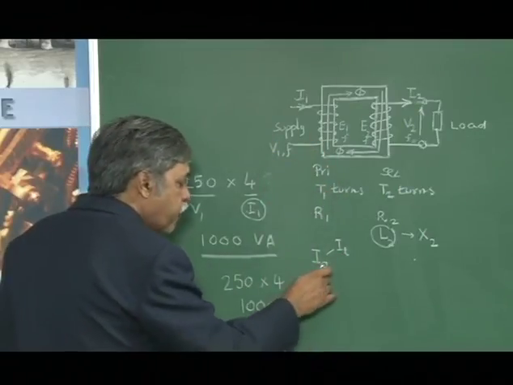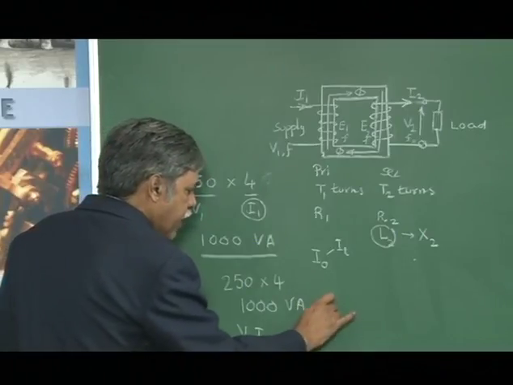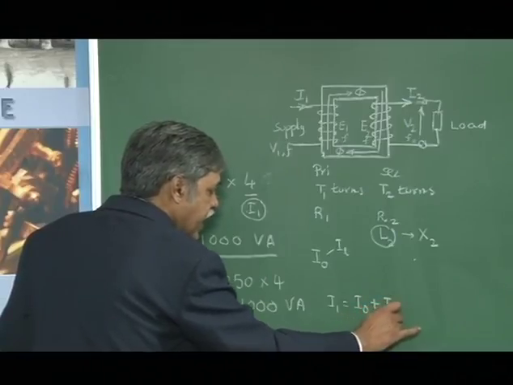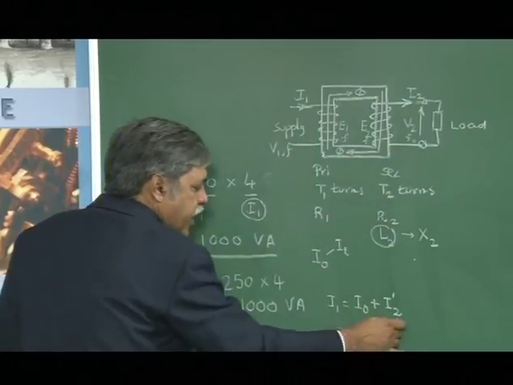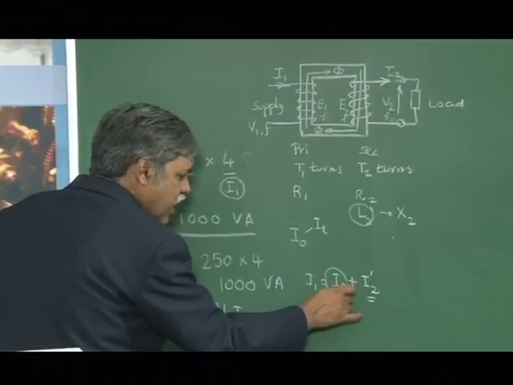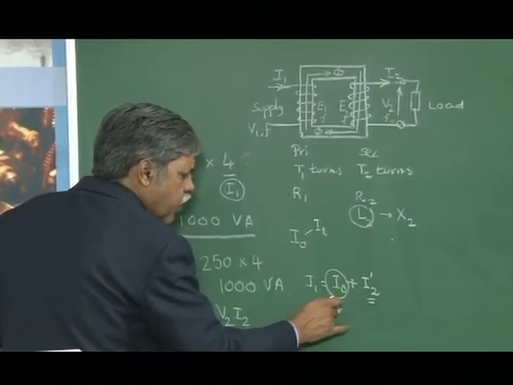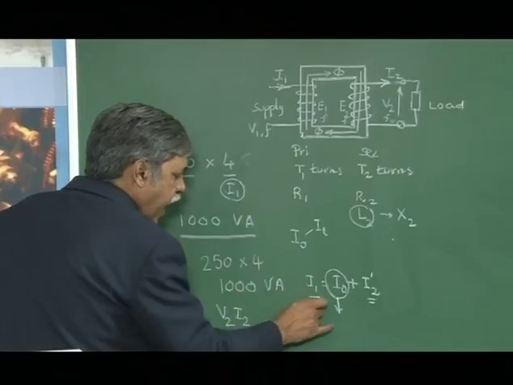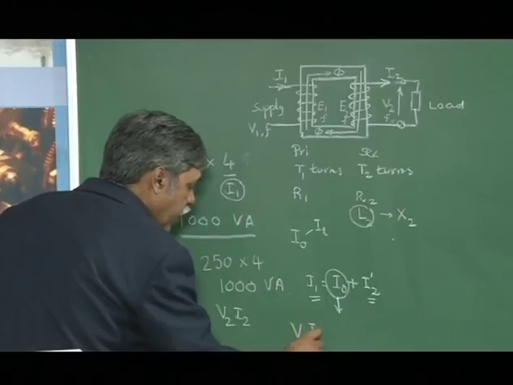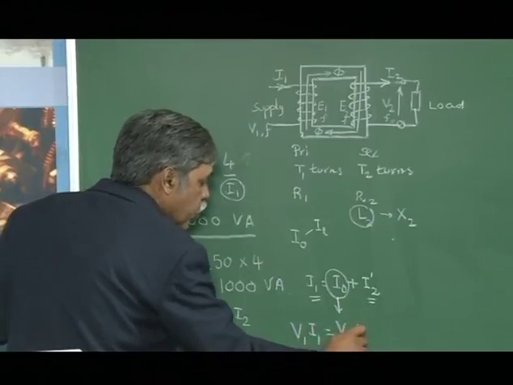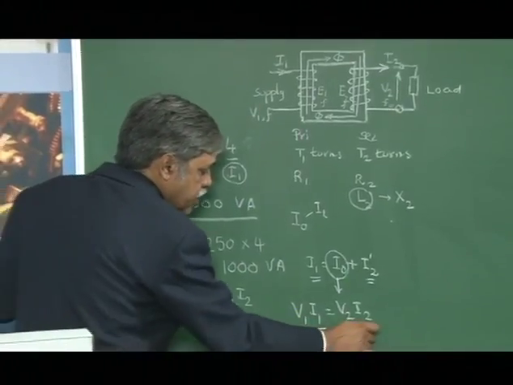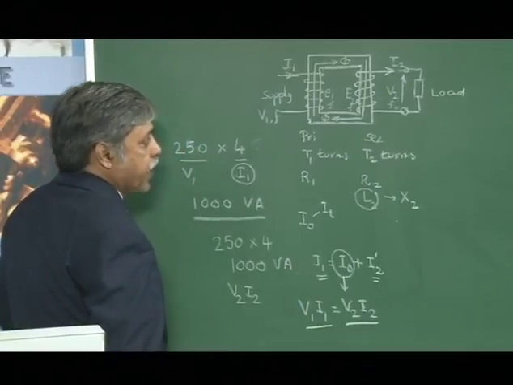So under load condition, the primary current I1 will be equal to I0 plus the secondary current measured from the primary side, or the equivalent secondary current. When I neglect I0, which is very small compared to this, I can take I1 to be equal to I2 dash. Therefore, the product V1 I1 is equal to V2 I2 for a transformer. That means primary volt amperes is equal to secondary volt amperes for the transformer.